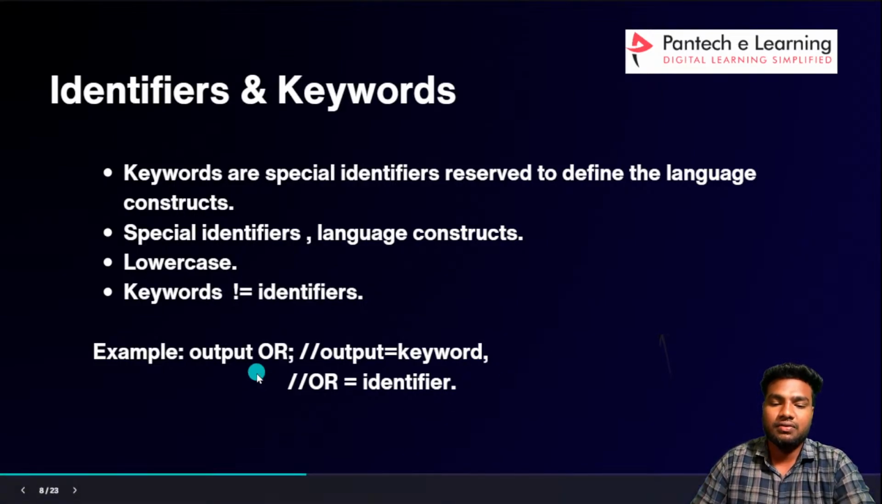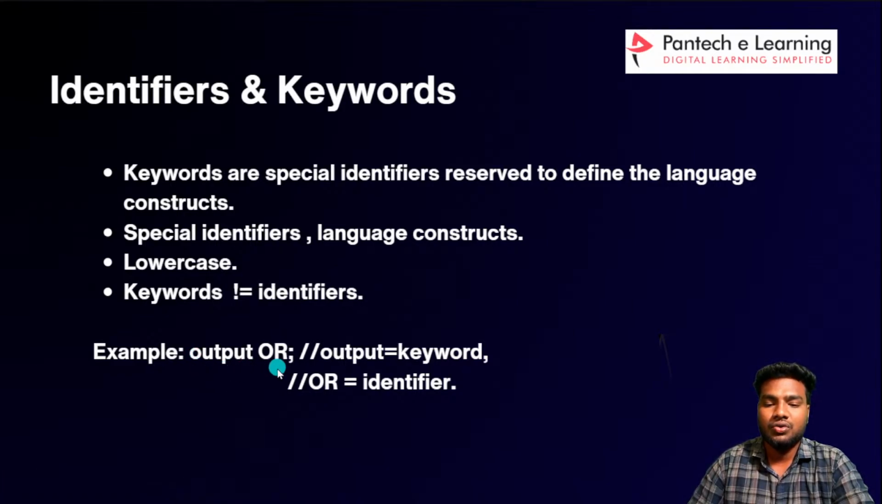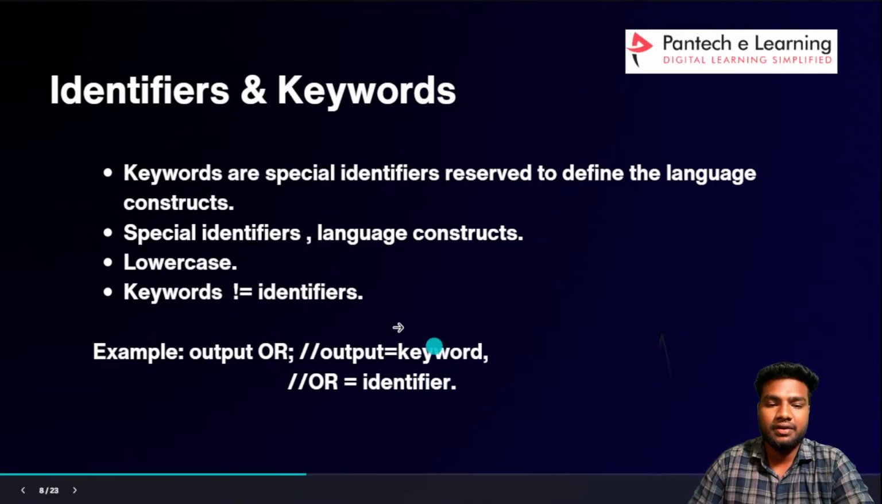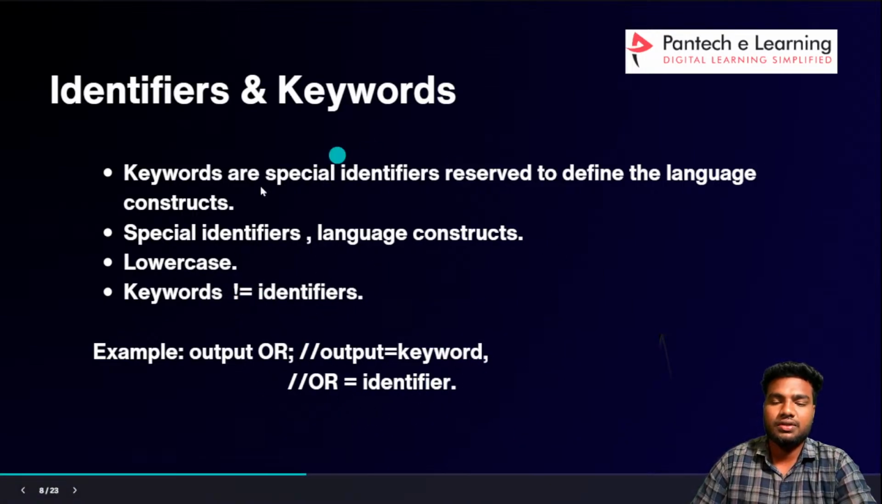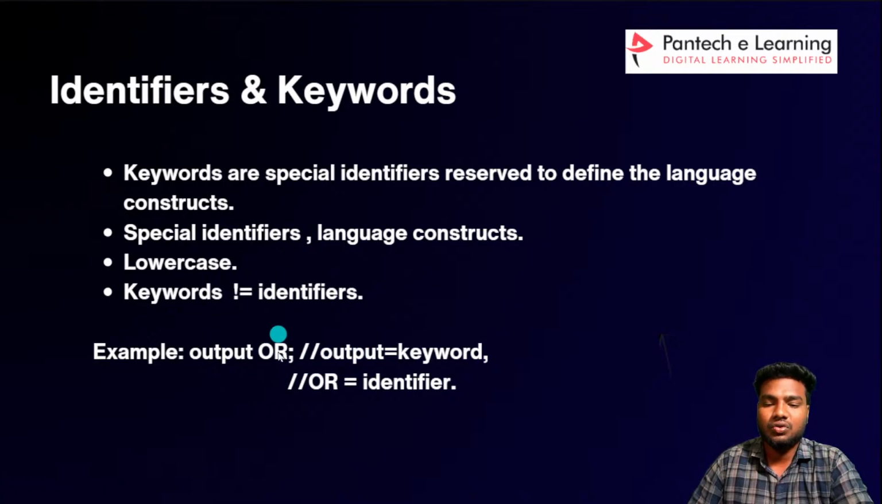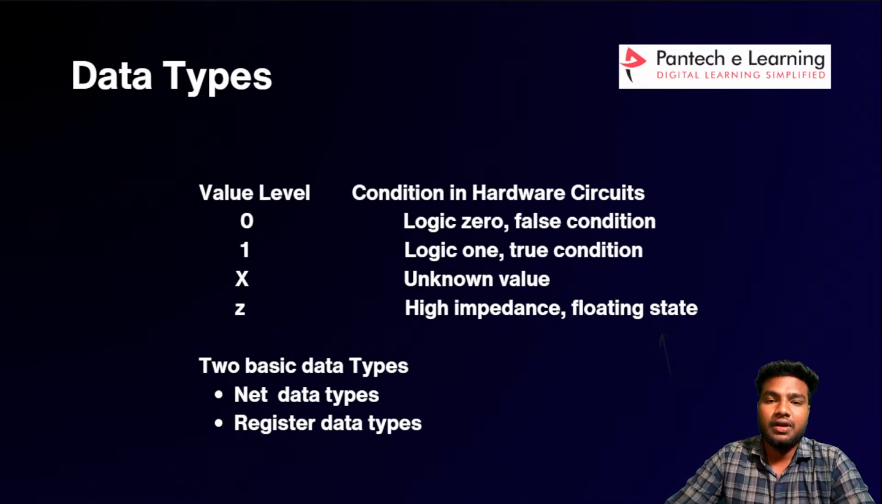If you take a declaration like output r, output is a keyword and r is an identifier. So this is the basic thing. Output is a keyword and r is one identifier. Then, coming to the data types, this is an important thing you have to know about Verilog.